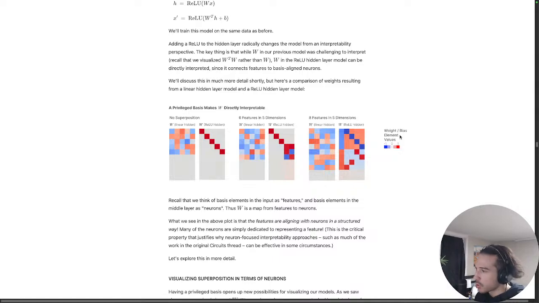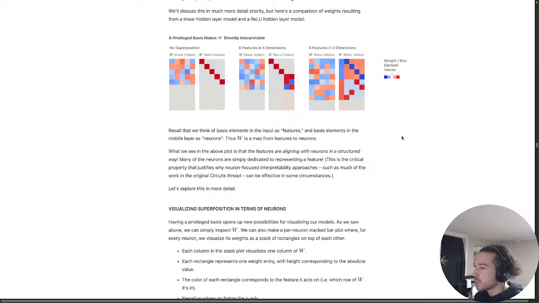And then next to this we have 8 features in 5 dimensions. W linear hidden, again, looks like noise. W ReLU hidden has some sort of complementary structures, but still looks very organized. Recall that we think of basis elements in the input as features, and basis elements in the middle layer as neurons. Thus, W is a map from features to neurons.